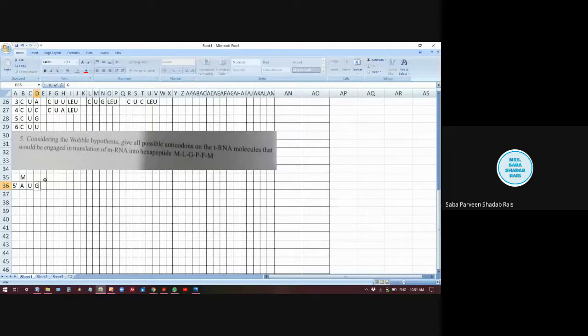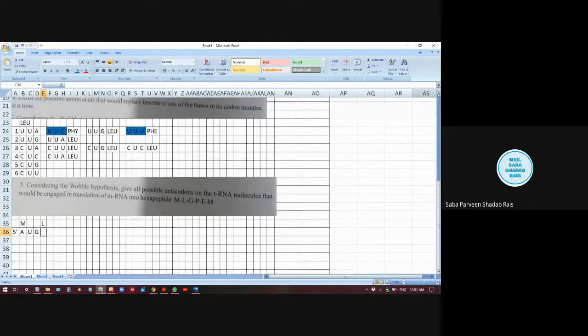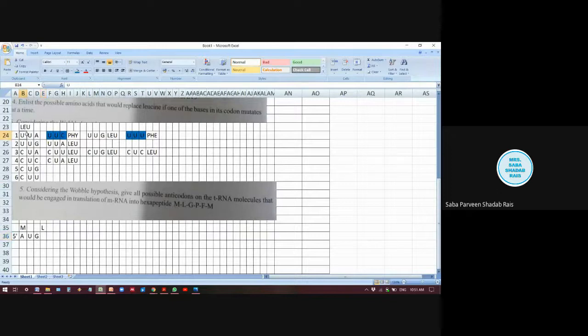Come on, what is the next? L. What is the L symbol for? It is for leucine. What are the codes for leucine, children? Now there are 6 codes for leucine. I will copy from here only. I will copy these codes for leucine. All 6 codes for leucine can come.